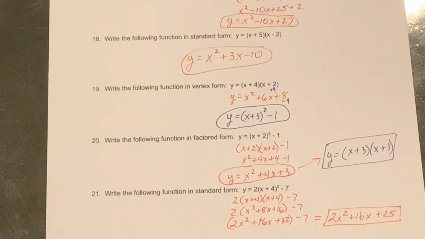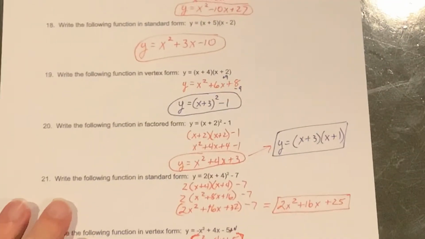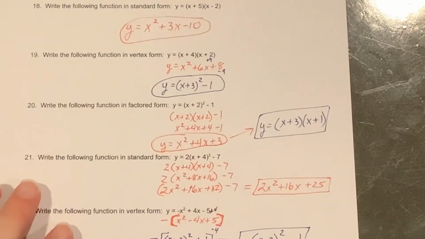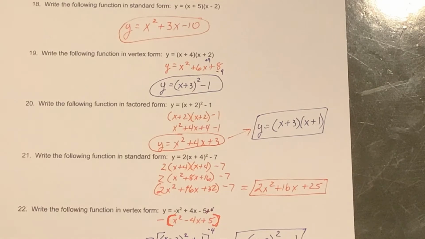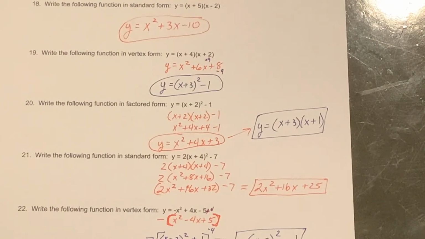Okay, 20, same idea. We've got to go through that middleman of standard form to get to factored form. So I take x plus 2 times x plus 2 minus 1. Foil, and I get x squared plus 4x plus 4, subtracted 1, and I get x squared plus 4x plus 3. Okay, that's standard form. I want factored form, so now I factor that to be y equals the quantity x plus 3 times x plus 1. Done. All right, next one a little more challenging.